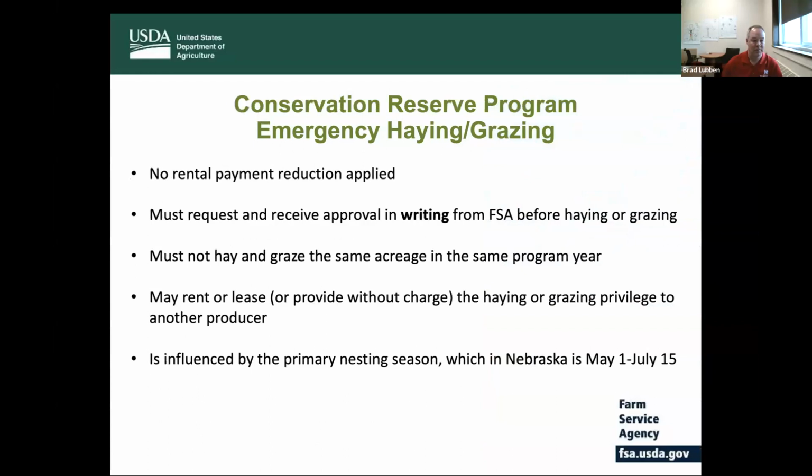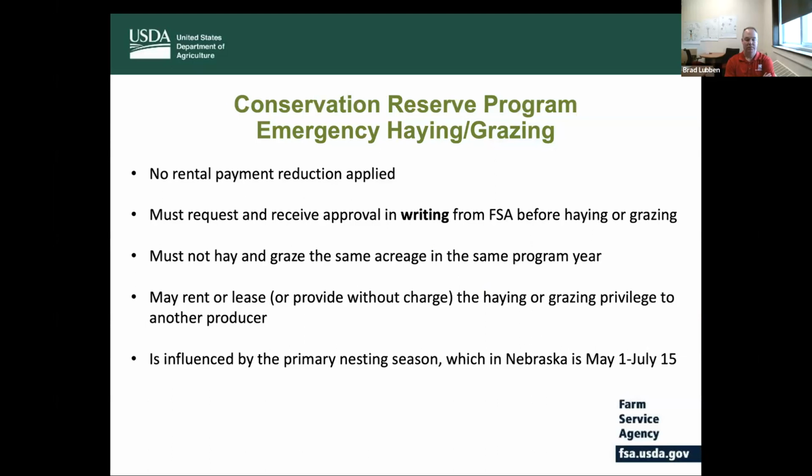Just a couple of notes on emergency haying and grazing. There is no rental payment reduction under emergency hay and grazing. Most importantly, when a producer intends to emergency hay and graze, they must put that request in writing. They must receive written approval from FSA before commencing to hay and graze.